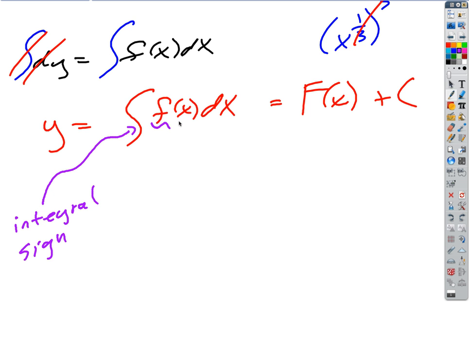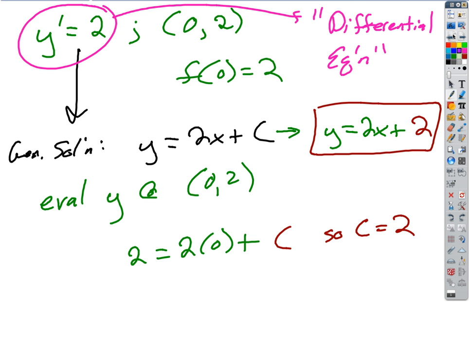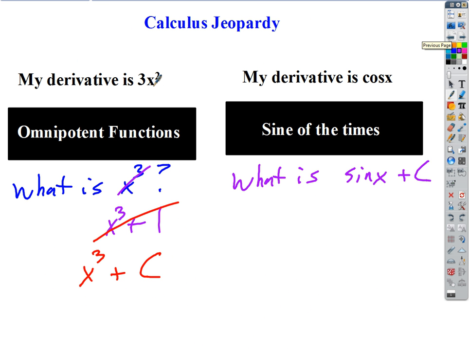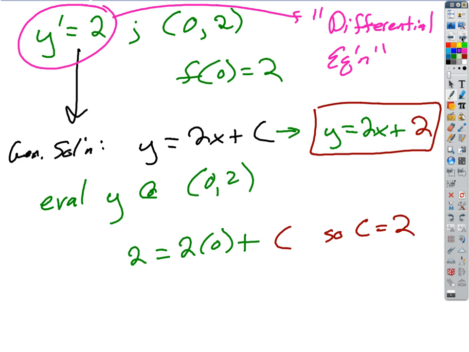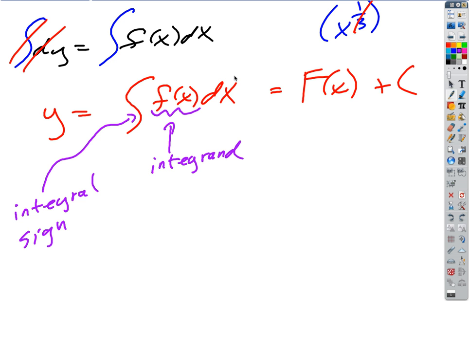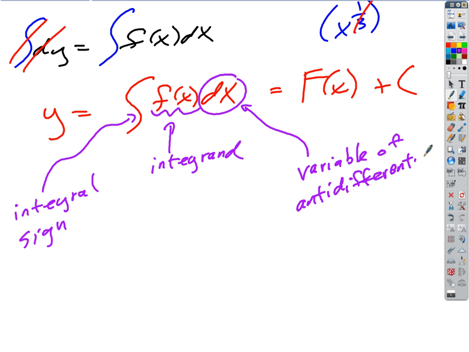This part inside right here, we call the integrand. That's like the argument of the function. That's what we're trying to undo, right? In the cases we've looked at, the integrand was 3x squared or cosine x. That's the function we're trying to play calculus Jeopardy with and anti-differentiate. And this part right here is just what we call the variable of integration, or anti-differentiation.